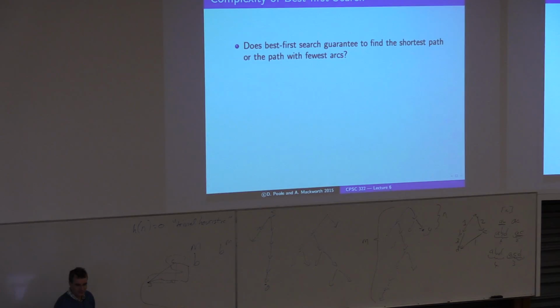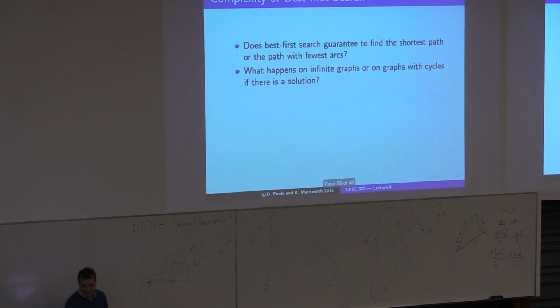We're running out of time here, so let's just go through this quickly. Does best first search guarantee to find the shortest path or the path with the fewest arcs? No. What happens on infinite graphs or on graphs with cycles, even if there's a solution? You're right, it can get stuck in them.